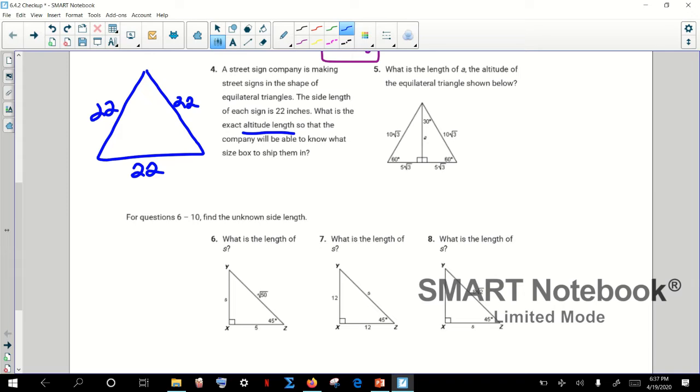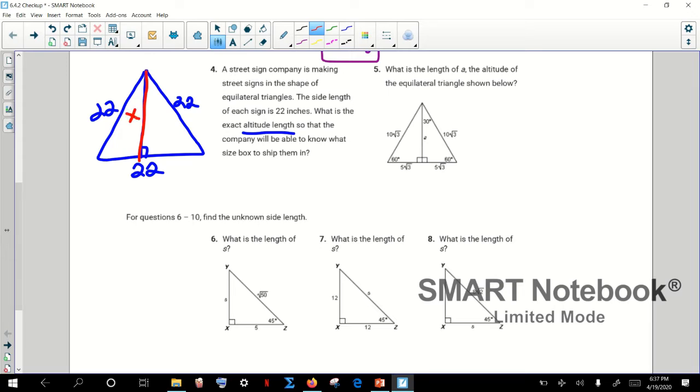This is something we didn't go over in class. An altitude is actually when you drop a perpendicular line and it makes a right angle with the base of the triangle. So this line right here is called an altitude. We want to figure out how long that is, okay?